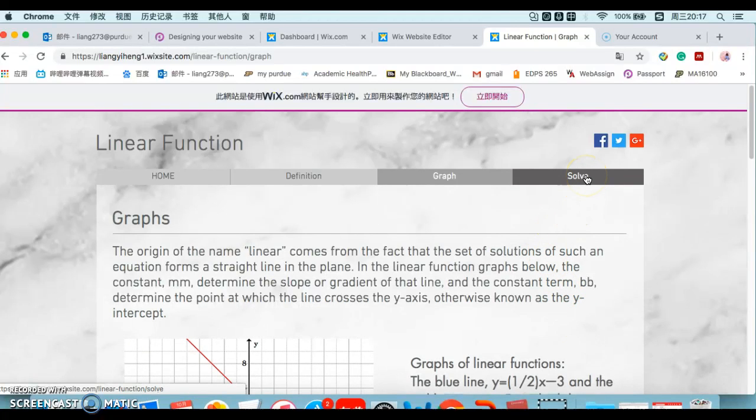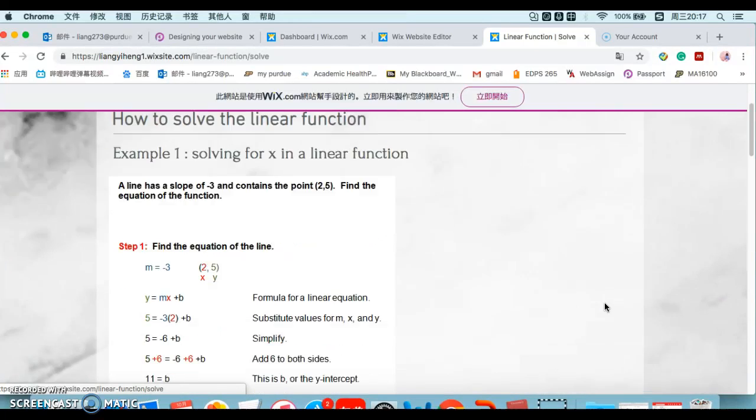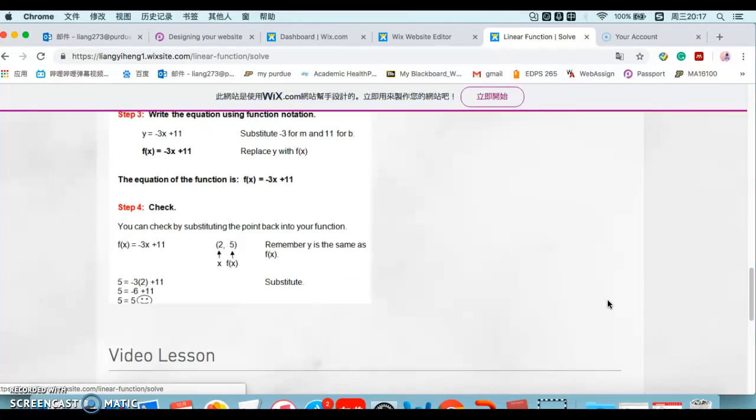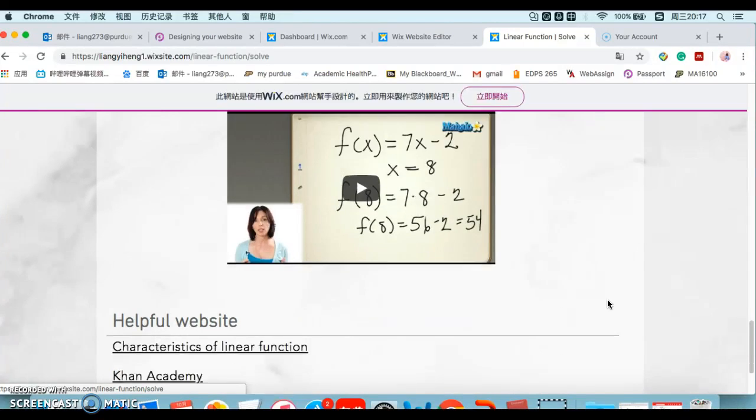And the last part is solve. In this part, learners will learn how to solve the linear function. There are two examples about linear function problems. And also there is a video lesson about some classic linear function problems and how to solve them.